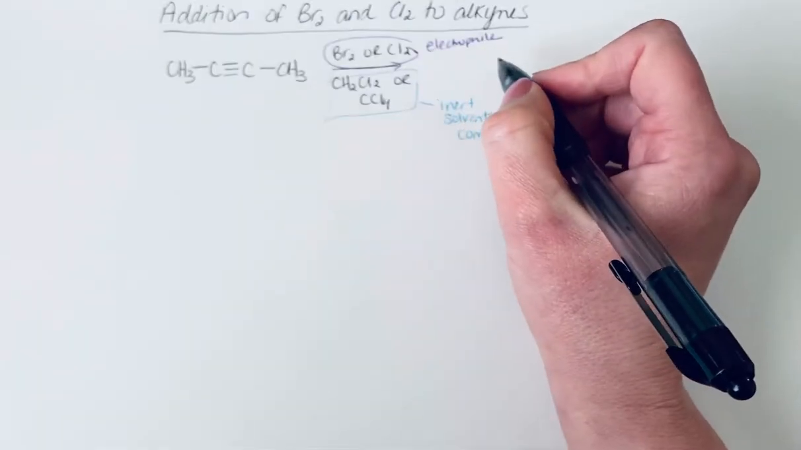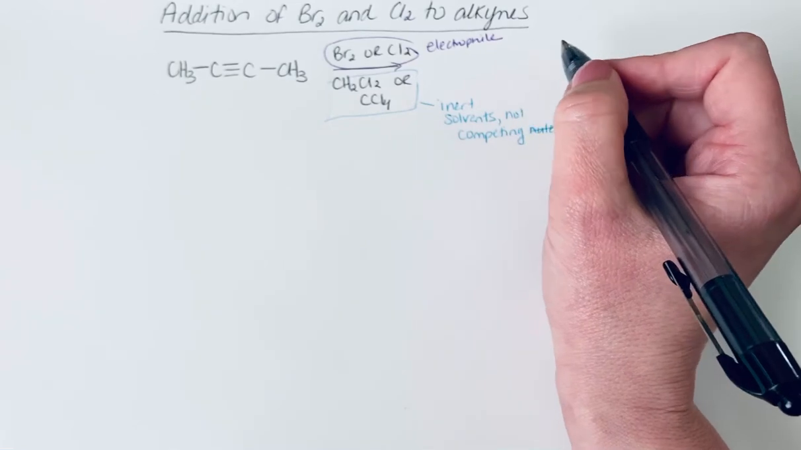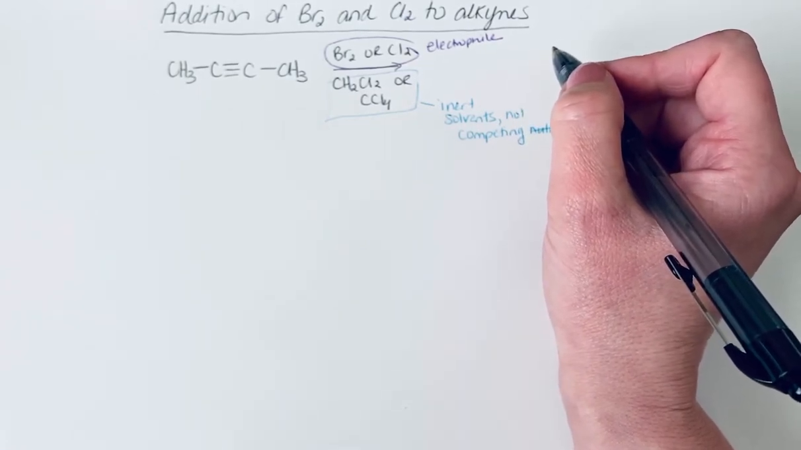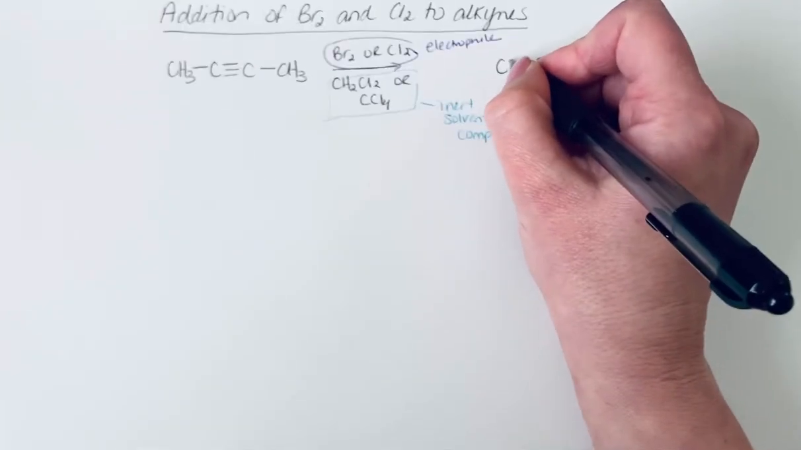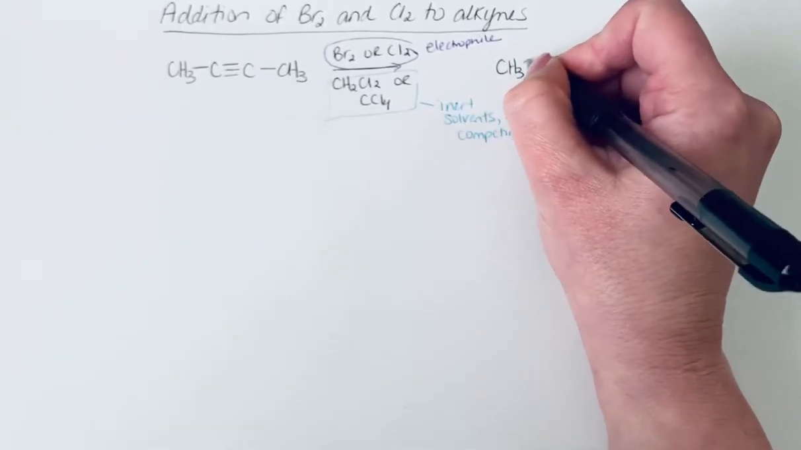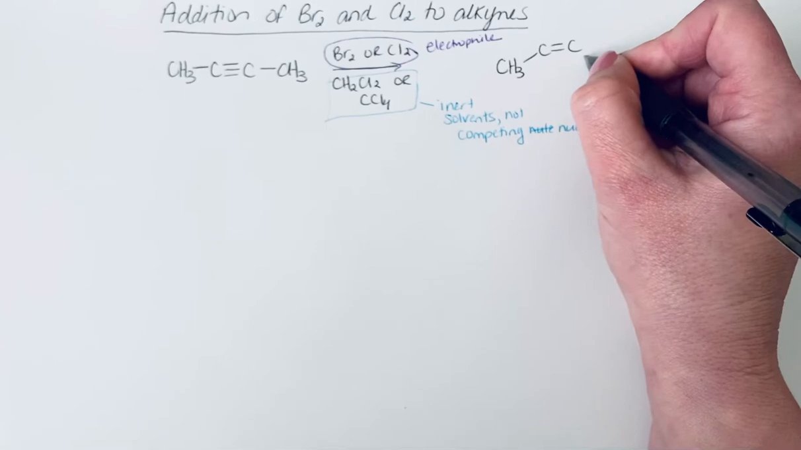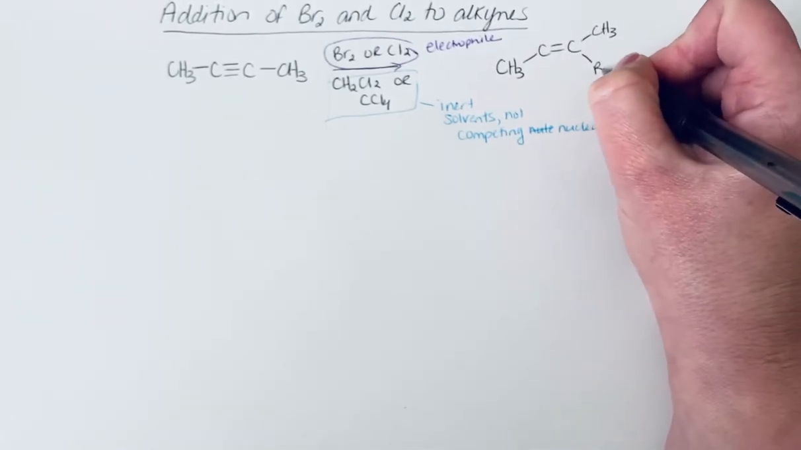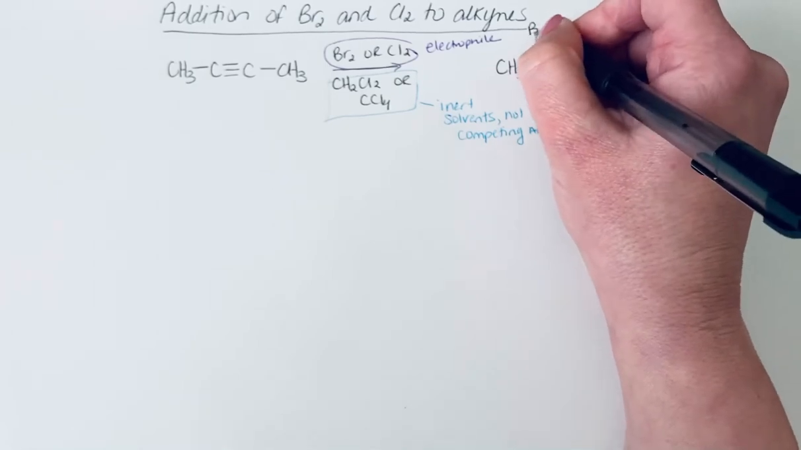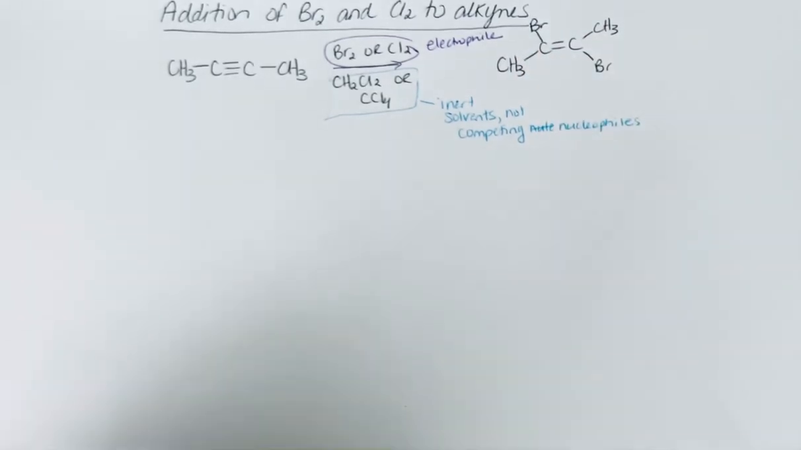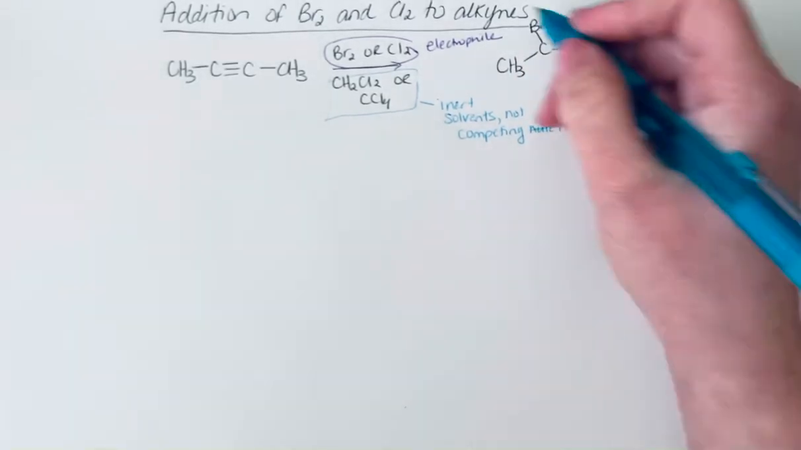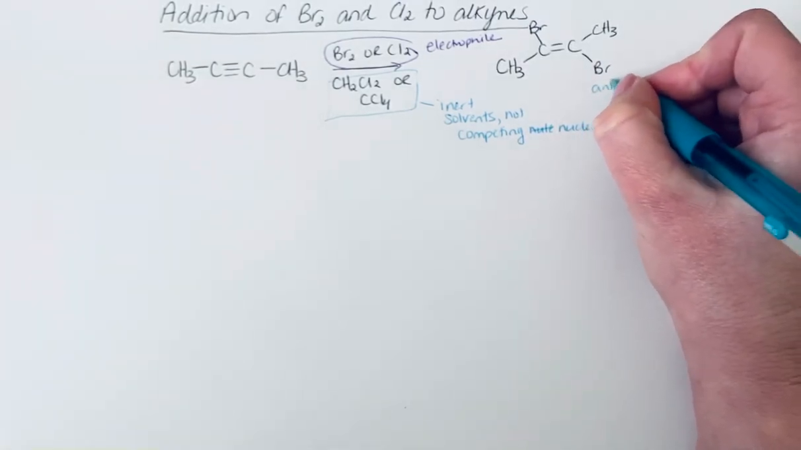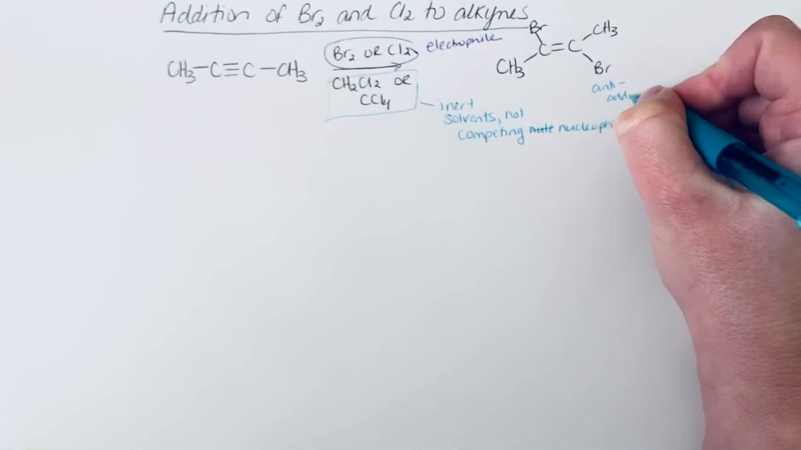So the mechanism for this addition with an alkyne is not completely understood, but we do know what the products tend to be. If you add one equivalent, what we tend to see is that that one equivalent adds in an anti-addition fashion. So we tend to get the E-alkene, where the bromines or chlorines have added to the opposite face. So it is an anti-addition.